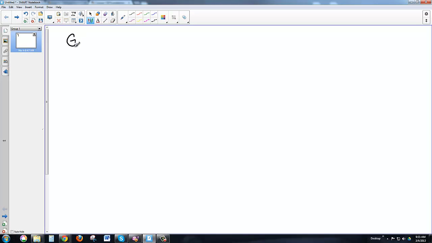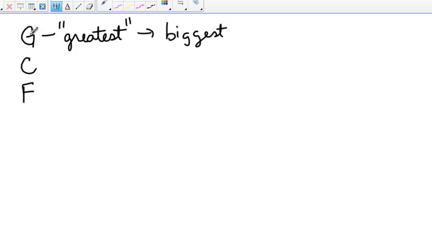This lesson is on something called a greatest common factor, which you'll hear called a GCF. You've worked with a GCF before. What's the G stand for? Greatest. What does greatest mean in math? In math, it simply means the biggest. So if we're going to find a greatest common factor, we're looking for the biggest.